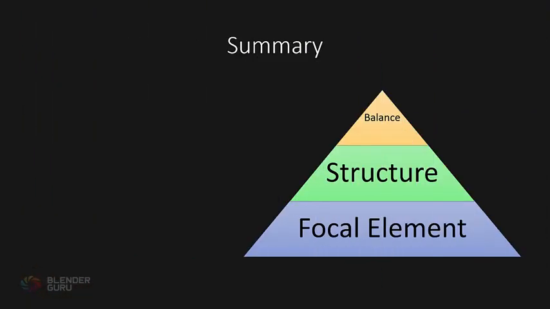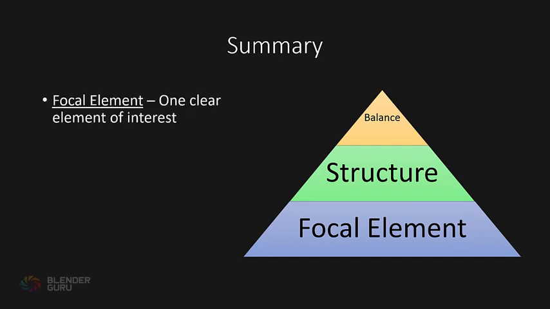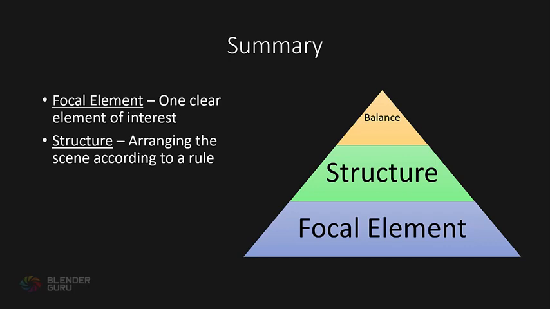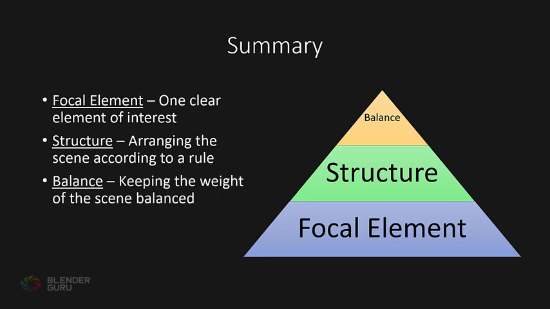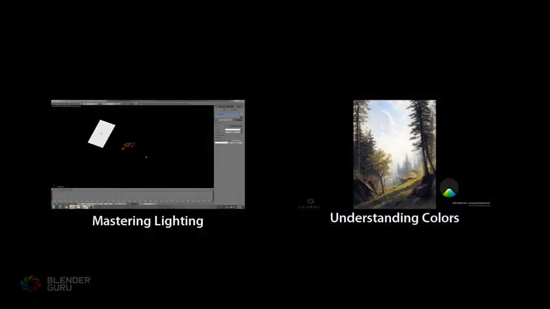But that's it. That's the pyramid of composition. So to go over it again very briefly, it's a focal element, one clear element of interest in your image, absolutely necessary. If you're lacking that, it's a surefire way to basically destroy all of the effort that you went to in making the image in the first place. Number two, the structure, arranging the scene according to a rule, like the rule of thirds, the pyramid, various different ways. Just make sure it has some specific organization to it, and then balance, keeping the scene balanced as we just discussed. So that's it.